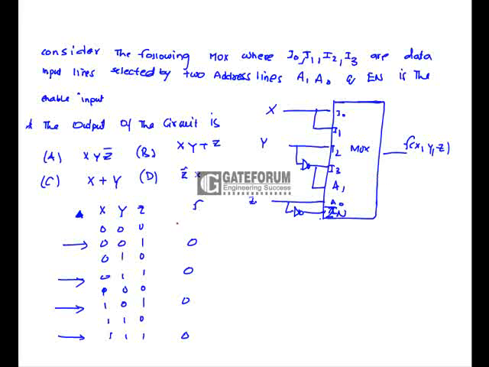Whenever Z is equal to 0, it is enabled. At that time, this is 0, this is 0, this is 0, this is only the 1. So F is equal to X Y Z bar is its output. That is option A is correct.